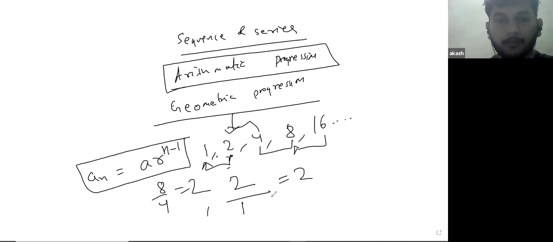Zalfa, are we clear? Okay. So please tell me if this is a geometric progression. What do you have to do? Any number divided by its previous number. That should be constant. Is it a geometric progression?